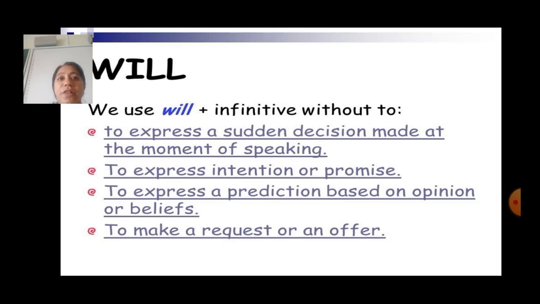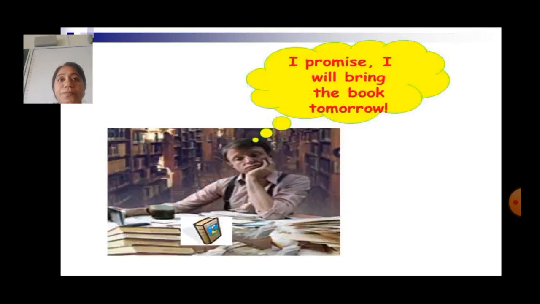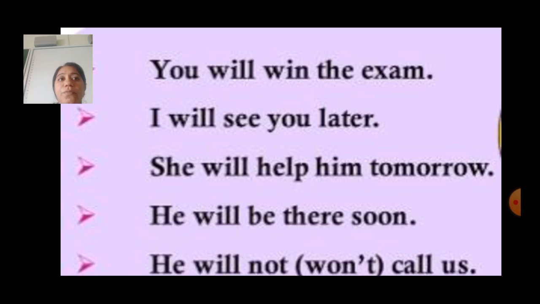So we use will plus infinitive without to, to express a sudden decision made at the moment of speaking, to express intention or promise, to express a prediction based on opinion or beliefs, to make a request or an offer. For example, I have a nice dress. I will go to the party tonight. I promise I will bring the book tomorrow.